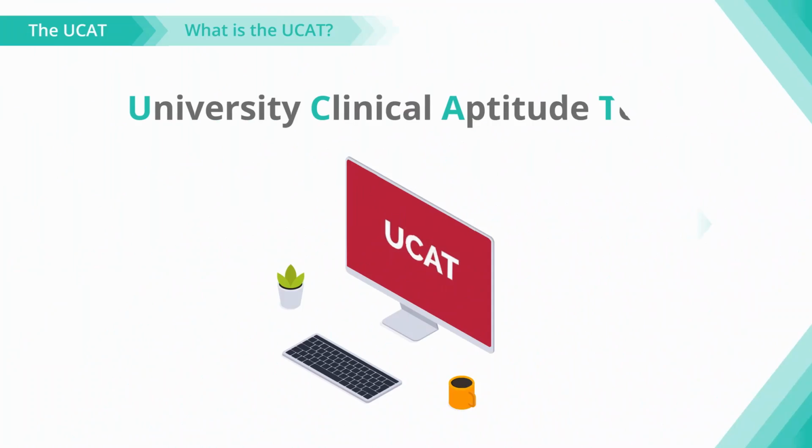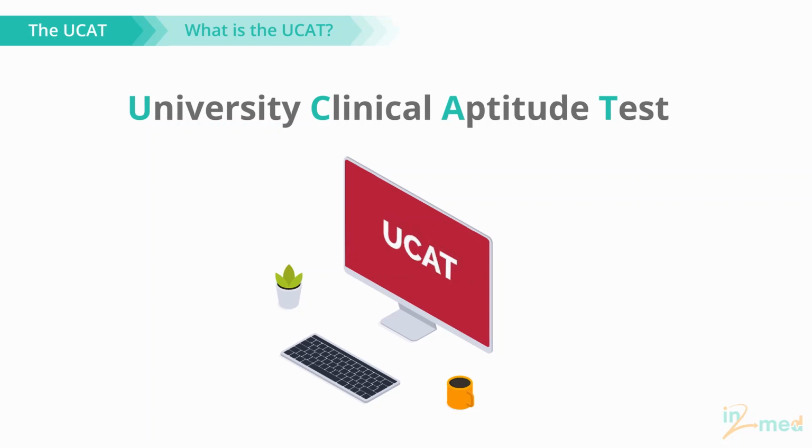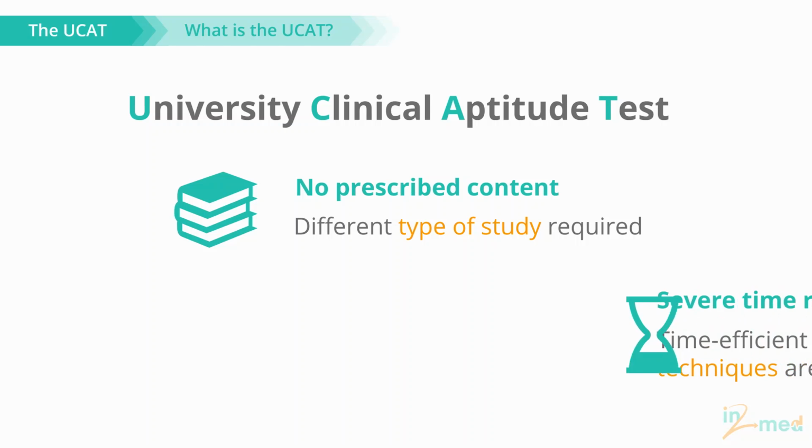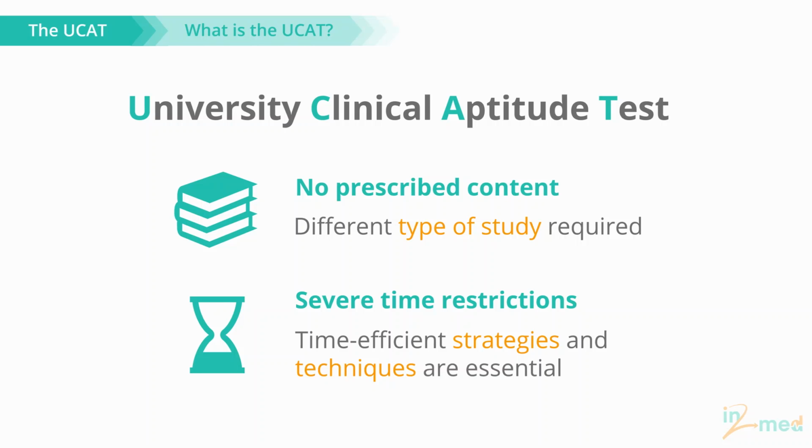The UCAT, or the University Clinical Aptitude Test, is an aptitude test designed to test clinical skills that medical professionals and students are expected to have. However, it's probably unlike any test you've sat before. There is no prescribed content or background knowledge. But don't be fooled. This does not mean you don't need to study or prepare for it. However, this does mean that a different type of preparation is required. The UCAT is a delicate balance between timing and skills. Any strategy that you can learn to help you maximize this balance will give you an edge.